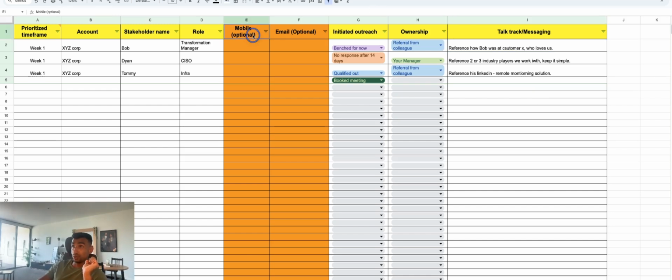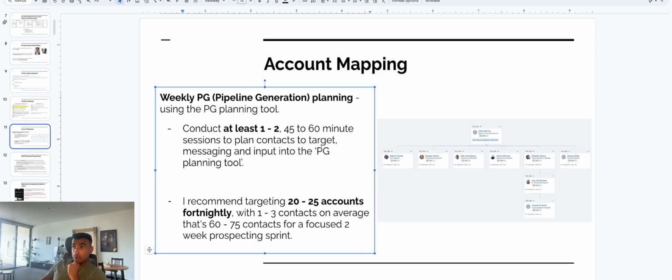You don't have to fill this out extensively. So for example, you don't have to fill out the mobiles and the emails. That's optional, right? That's probably going to be in your CRM, so you don't need to do that. What I do like to do is at least have a bit of a view on prioritized timeframes. So as an SMB account executive, what I recommend is that you target 20 to 25 accounts fortnightly.